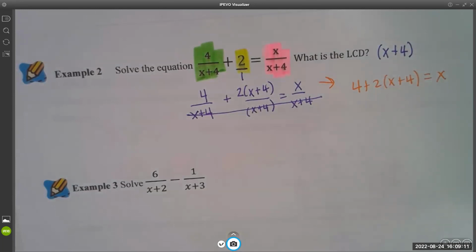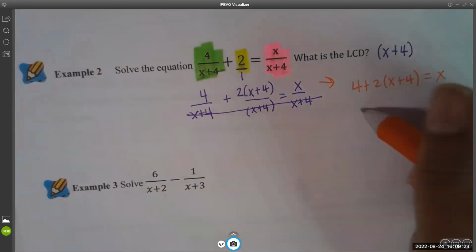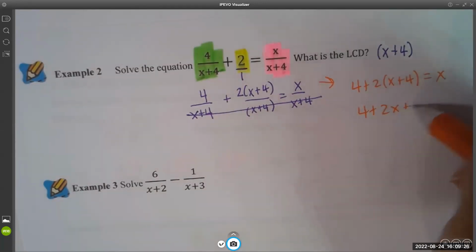And I believe in you. You can do it. Hopefully you already started. I am trying to give you time to do it. Okay, so then it's 4 plus 2x plus 8 equals x, and then I would subtract an x. These make 12, I'd subtract that.